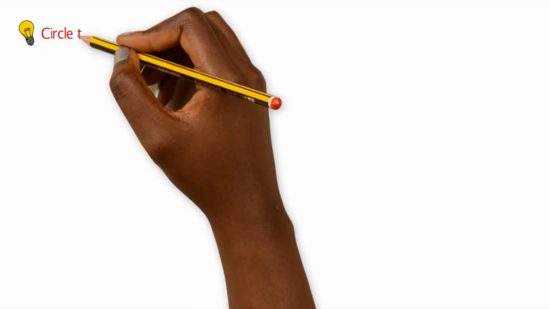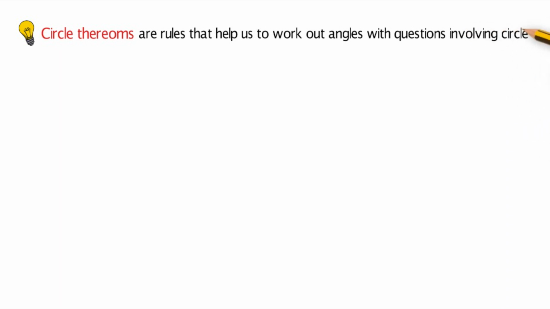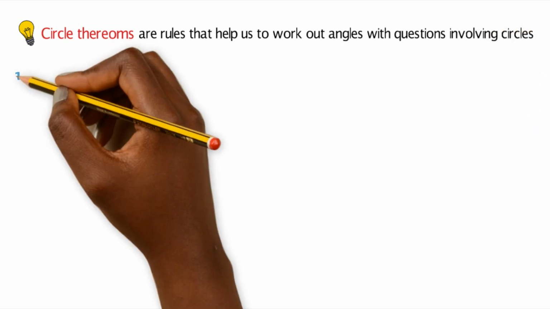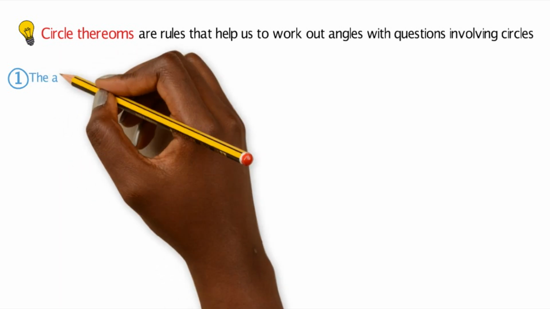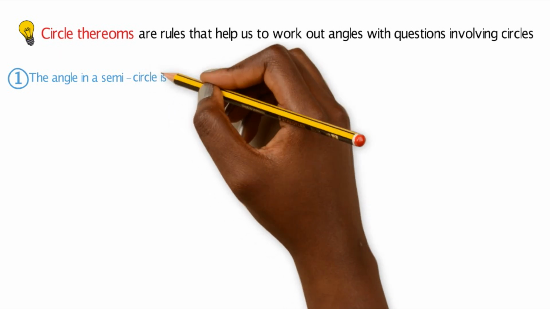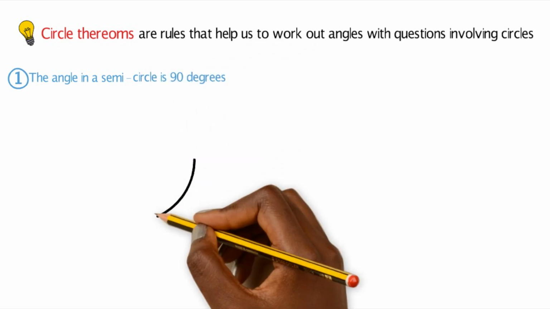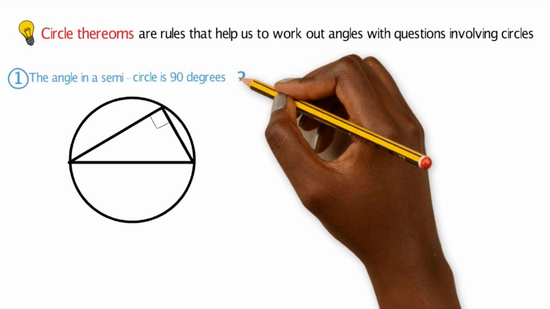Circle theorems are basically just a bunch of rules that help us to work out angles when it comes to questions involving circles. So I'm going to go through all of them. The first one is that the angle in a semicircle is 90 degrees. I'm going to show you that example. So here's our circle, and in that half of the circle the angle is 90 degrees.